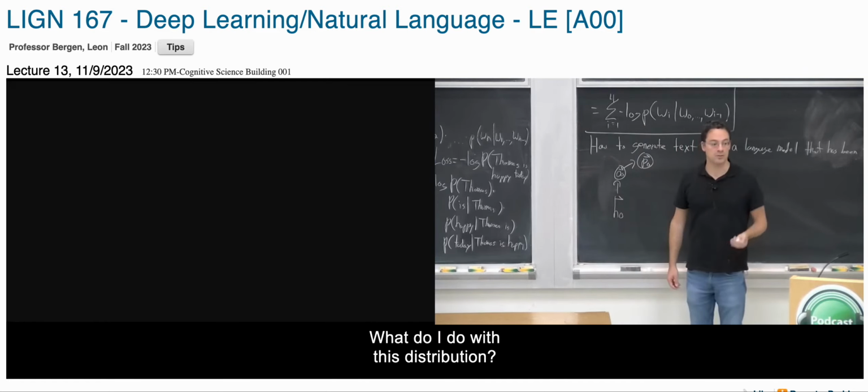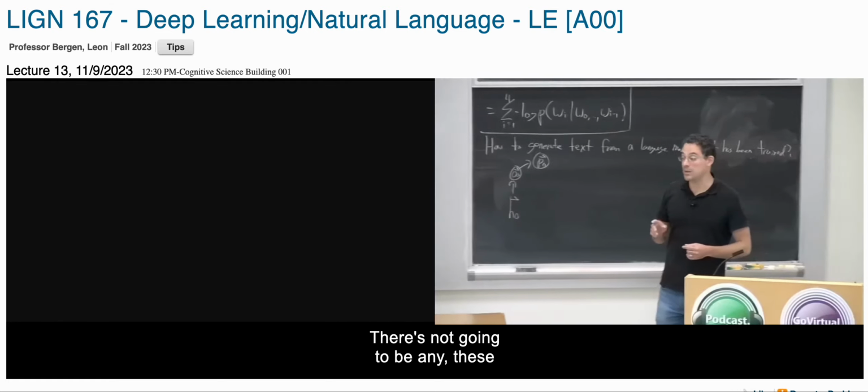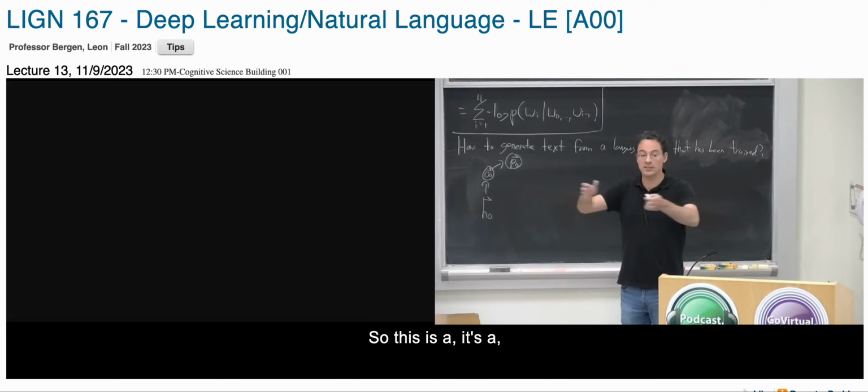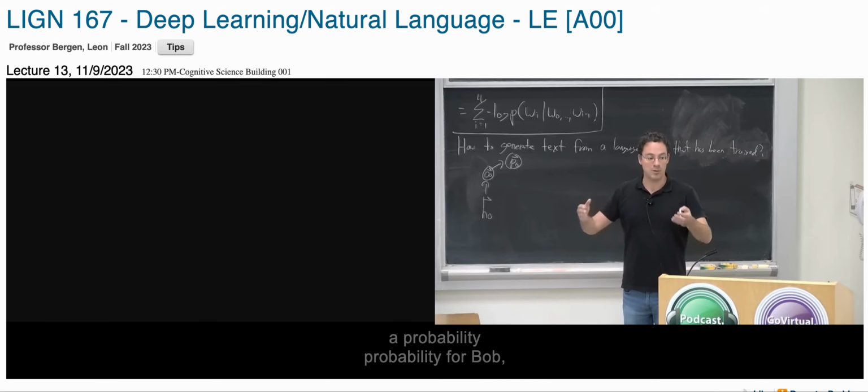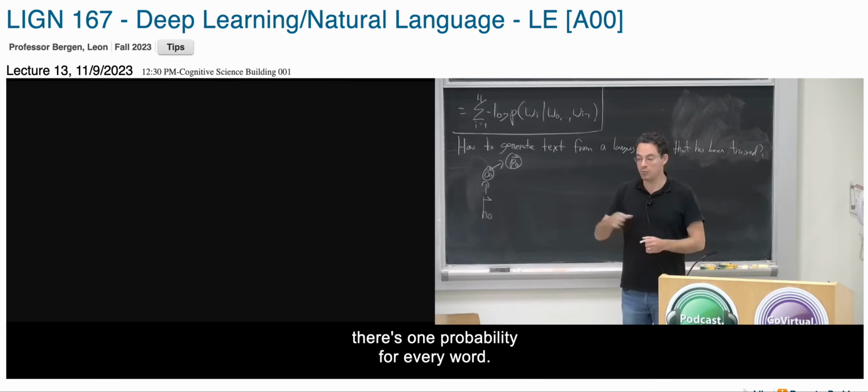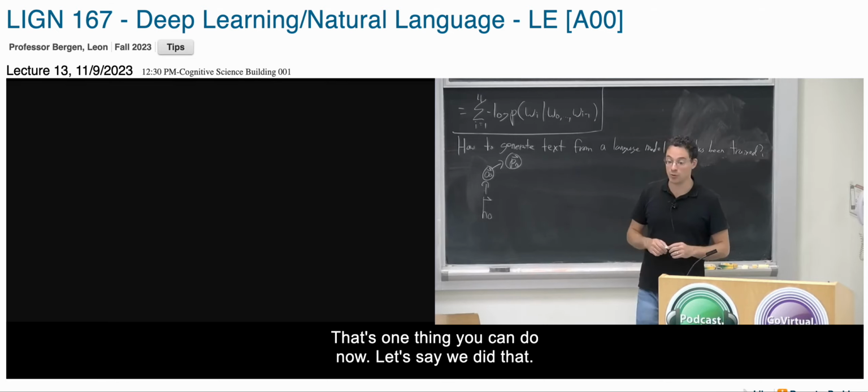What do I do with this distribution? There's not going to be any dot product. These are actually probabilities here. So this is a list of probabilities, one probability per word in your vocabulary. There's a probability for the word the, a probability for the word a, a probability for Bob. There's one probability for every word. That's one thing you can do: pick the most likely word. Now, let's say we did that.